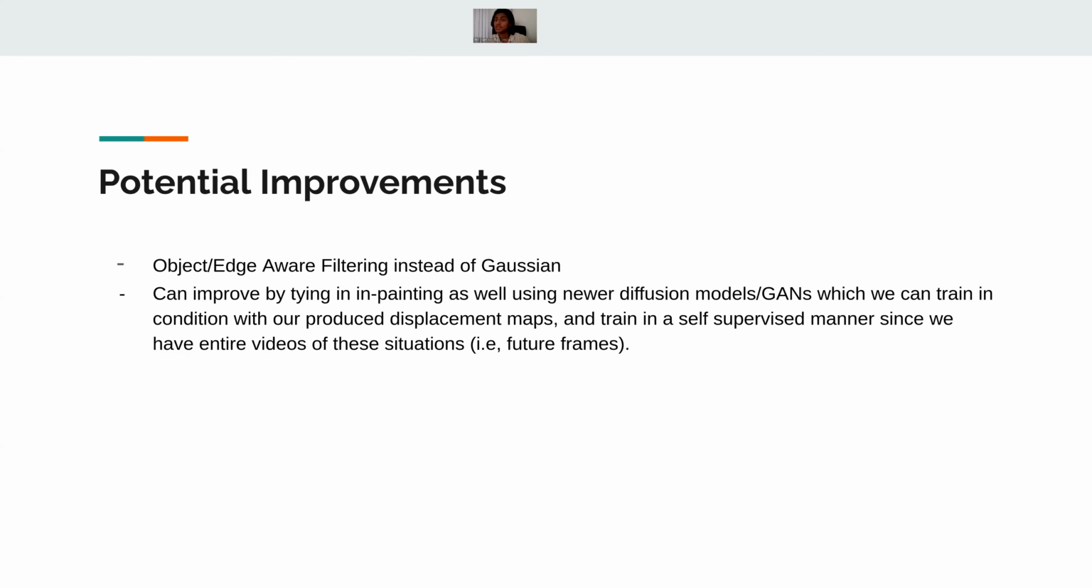In terms of the potential improvements and how we can take our project even further, first, we used Gaussian smoothing in this implementation, but we can improve it by using object or edge-aware filtering instead. We can also try and improve our overall performance by tying in inpainting as well, by using some of the newer diffusion models or GANs, which we can train and condition with our produced displacement maps and train in a self-supervised manner, since we have the entire video sequences of these situations, which include future frames.